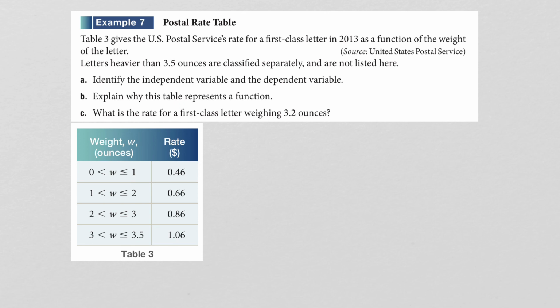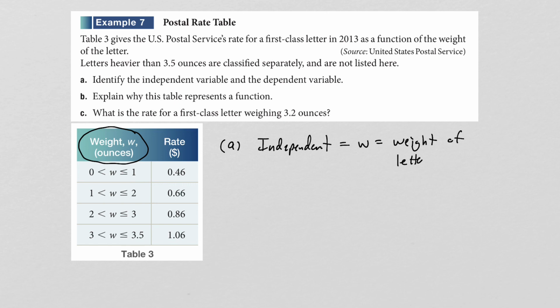So, same as before, in Part A, we want to identify the independent variable and the dependent variable. So the independent variable is this one here. It is the weight in ounces. We call that W for weight, and this is the weight of the letter in ounces. And the dependent variable, which is just the output value, that's going to be the rate. We'll call that R for rate, and that's basically going to be the cost of sending the letter.